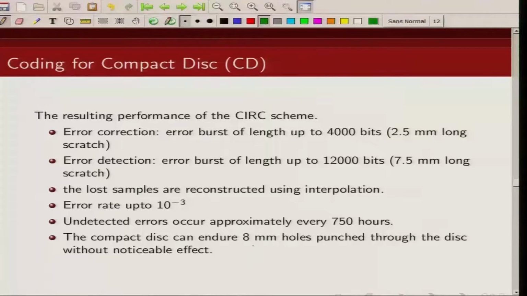And interestingly, even these compact disks can withstand small punch holes in them. You can try putting an 8 mm hole into your CD and it will still be able to correct the errors in the data, and the CD will still work.